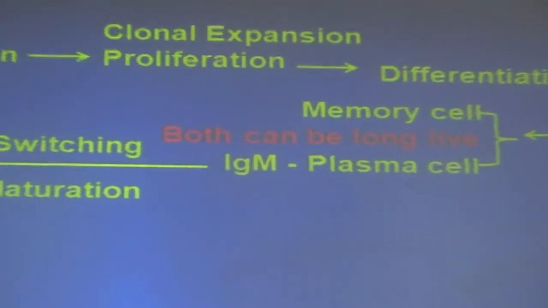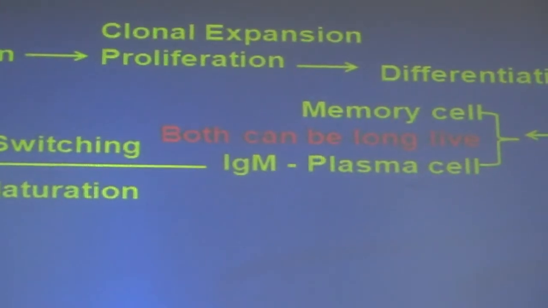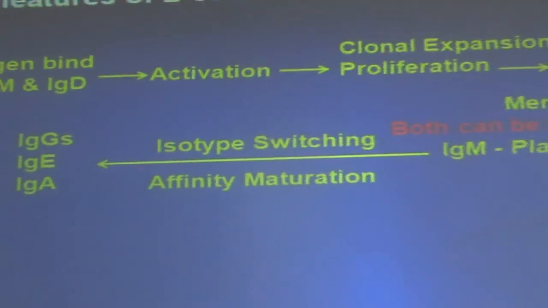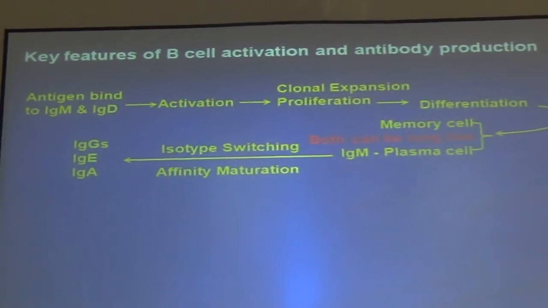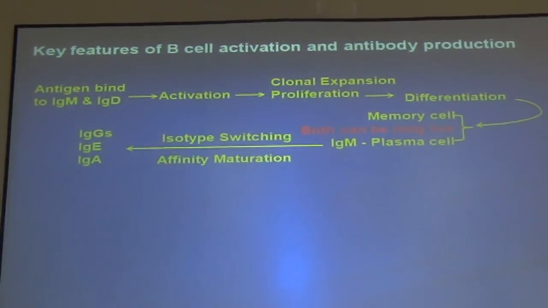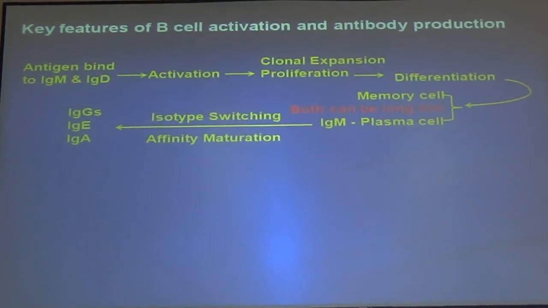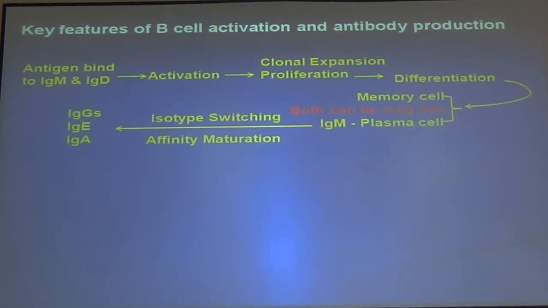Okay, the antigen, we mentioned, binds with the B cells which express IgM, IgD. They become activated, with clonal expansion, proliferation, and then differentiation. They become memory cells and plasma cells. First they produce IgM, and then they have isotype switching and affinity maturation, which leads to production of the other immunoglobulins. It is what I told so far.